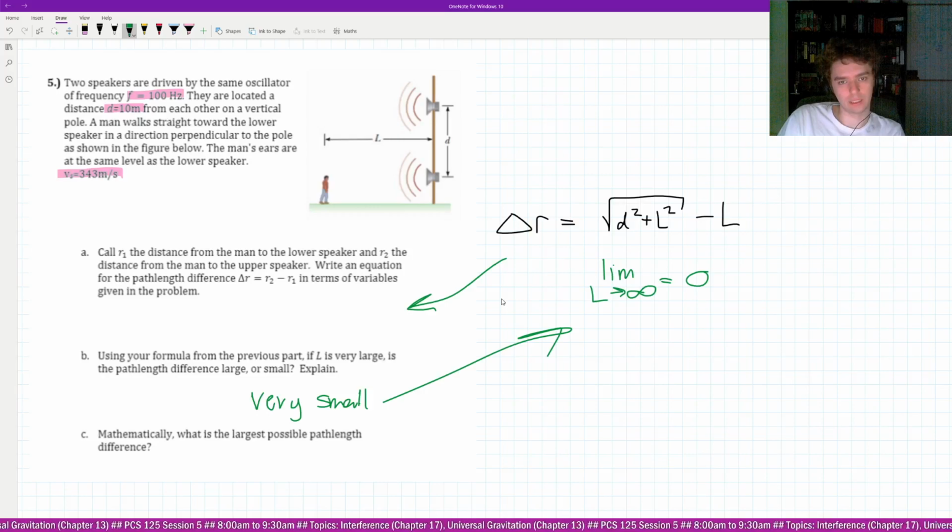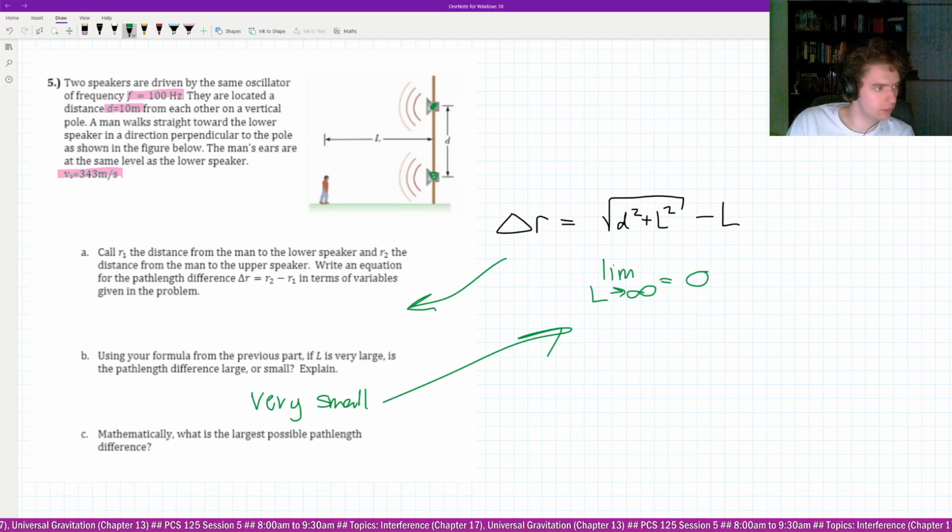Okay, and mathematically, what is the largest possible path length difference? Well, I guess L is 0. So if L is 0, it's just, no, that doesn't make, yeah, actually, no. If L is 0, then this path length is 0. This path length is D. Although I don't know if that's the answer. Just because of this limit, I'd say it's when L is 0. What about over here? No, the path length difference isn't that much. For some fixed values, yeah. So I think it's when L is 0.